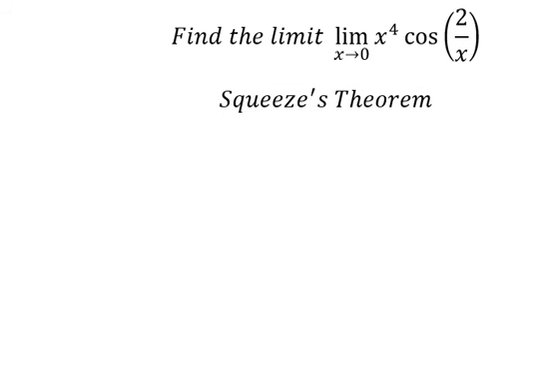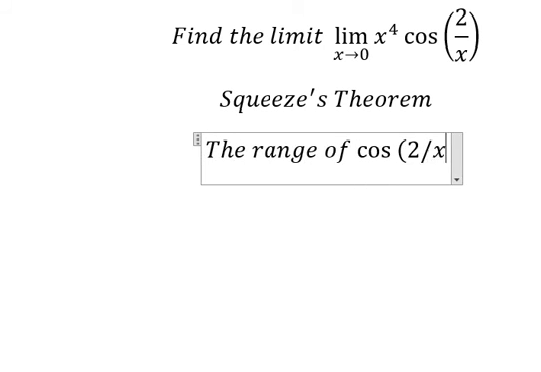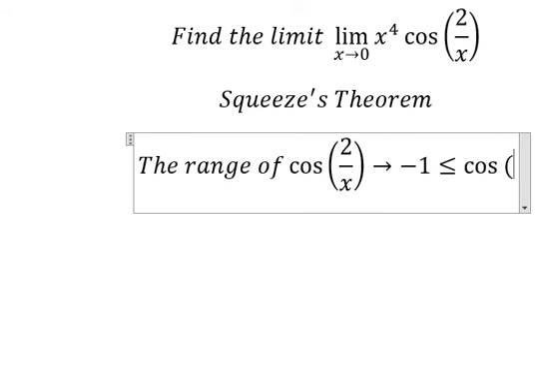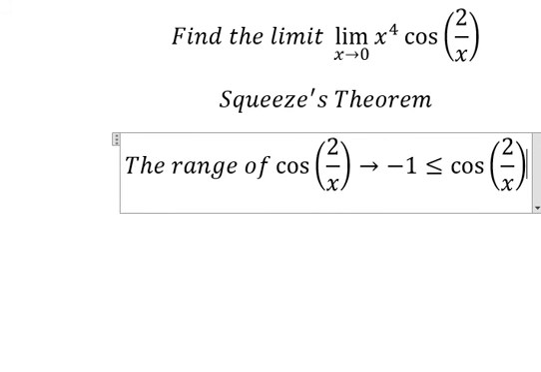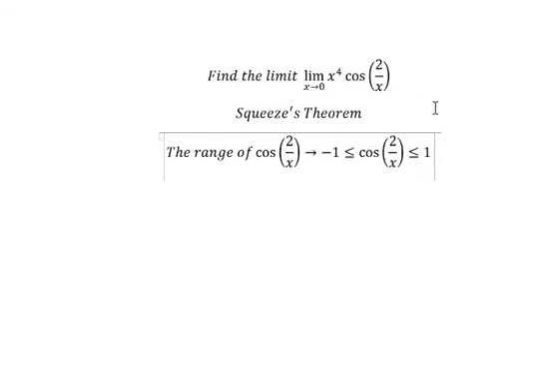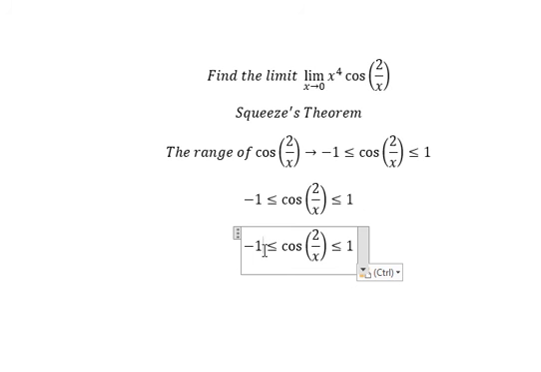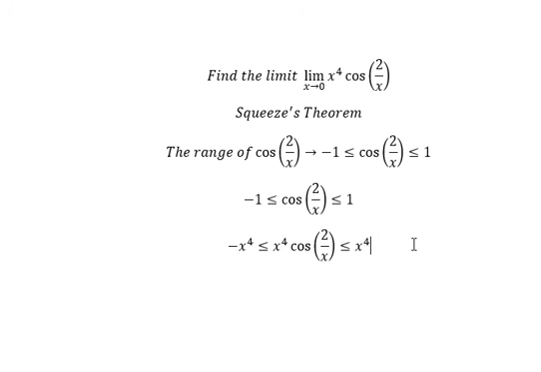So we know that the range of cosine of 2 over s should be from negative 1 to positive 1. So now I will multiply by s to the power of 4 for both sides. Next, I will put the limit for both sides.